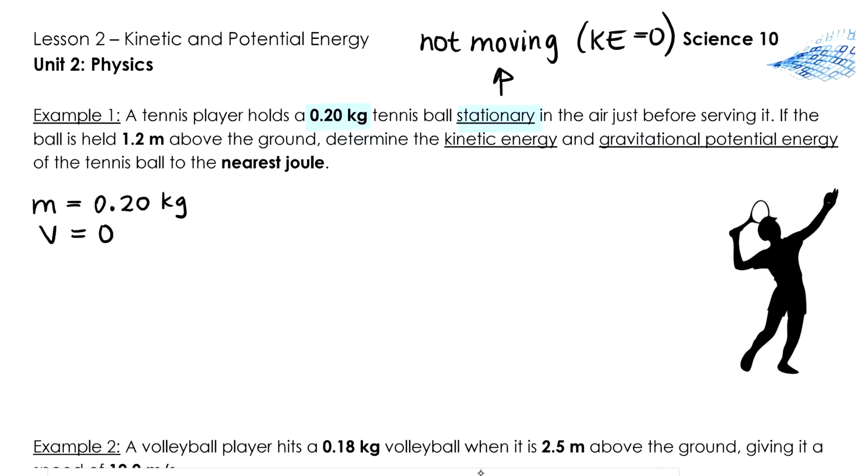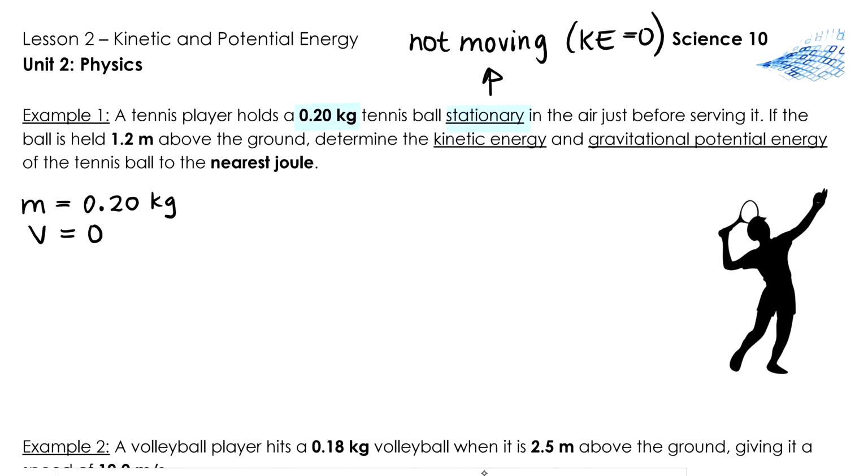What else do we know? The ball is held 1.2 meters above the ground. This is the height. H equals 1.2 meters. That's it for things that we know. Now we're ready to start solving.